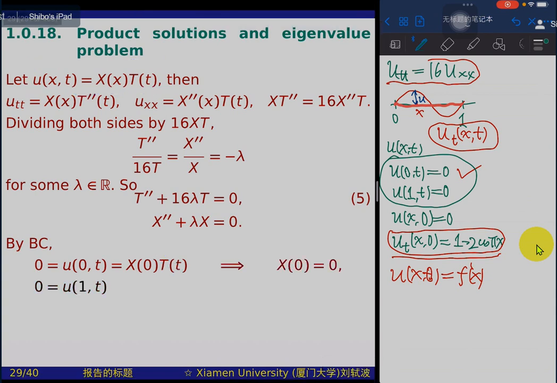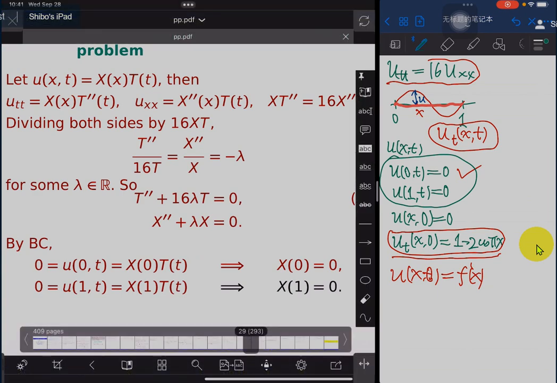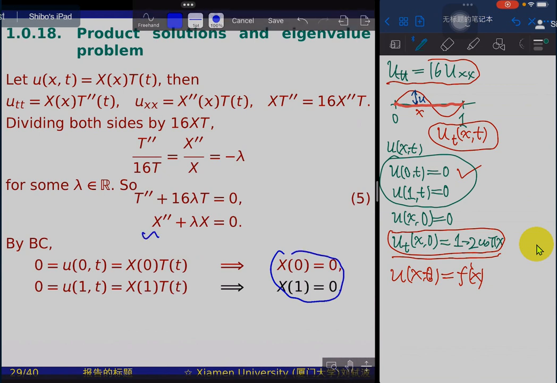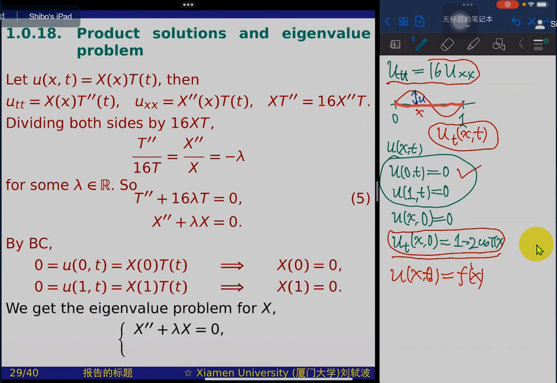Then, similarly, you consider the other boundary condition at the right end point, x equal to 1. So u(1,t) is zero. As before, u(1,t) is X(1)T(t), and since we don't want T(t) to be identically zero, X(1) has to be zero. This conclusion, together with the ODE for capital X, constitutes the eigenvalue problem for capital X. So the eigenvalue problem is this: X double prime plus lambda X equals 0, and X(0) equals X(1) equals 0. Okay, this completes question 2 for this problem.